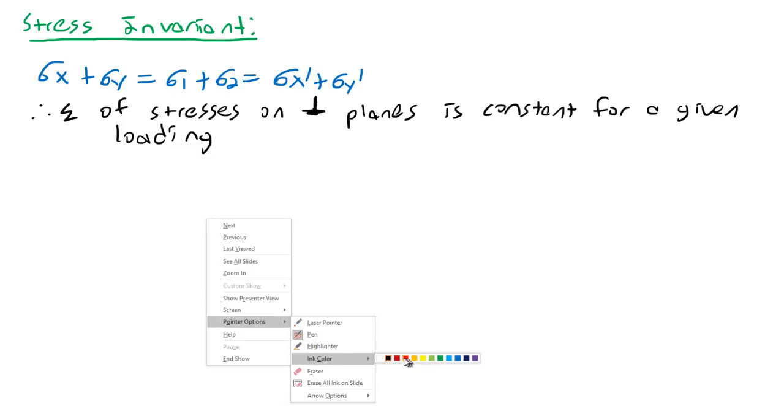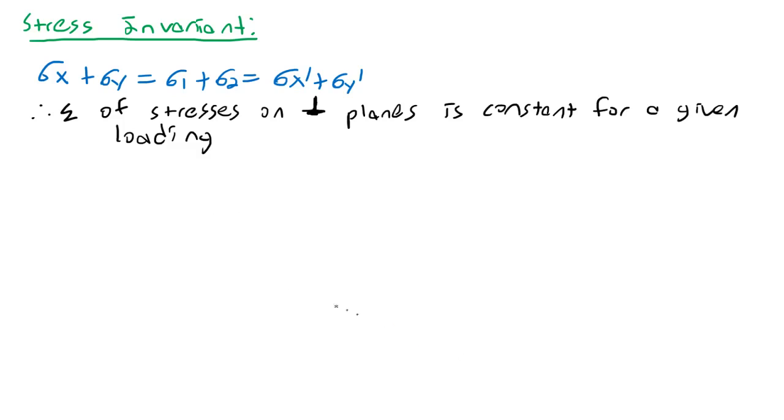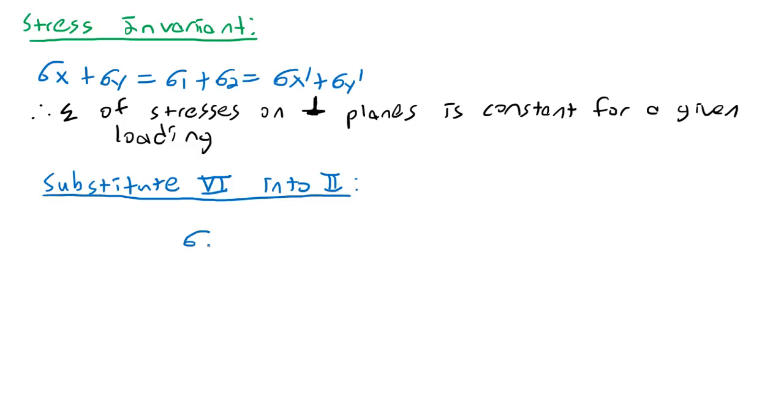Actually, we'll see the average stress thing here, sorry. Or, finally, if I substitute 6 into 2, I get an expression for the average stress. And sigma average, the average stress on any plane, is simply sigma x plus sigma y over 2. That's the average normal stress in a system.